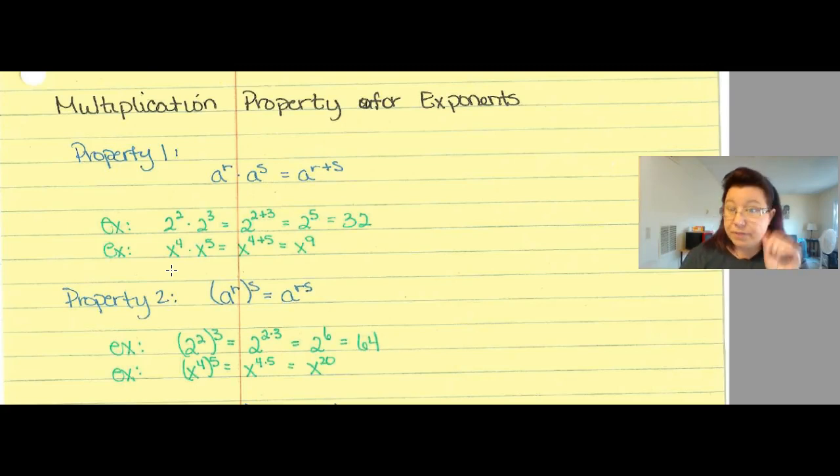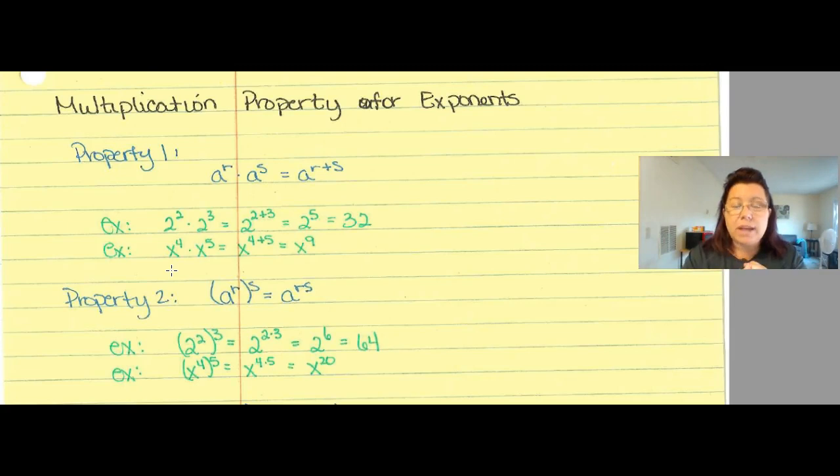Now, a little bit different. A to the r to the s. So a power raised to a power is going to be a to the r times s. So a to the r, which is already to a power, raised to another power is going to be those powers multiplied. For example, 2 squared, all of that cubed.